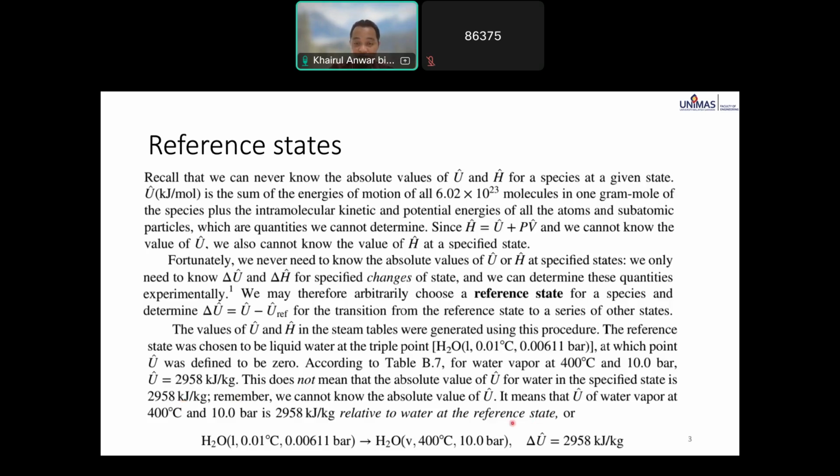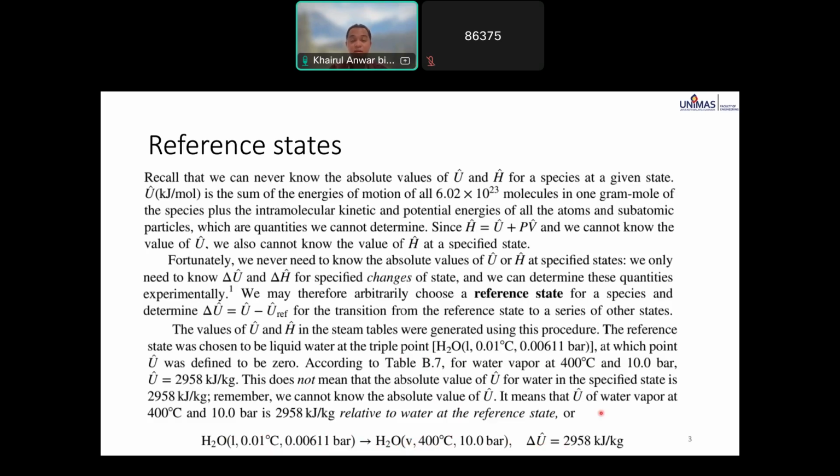So the reference state for water for tables B5, B6 and B7 is H2O liquid at 0.01 degrees C and 0.00611 bar. This is based on the triple point in the phase diagram. So from this reference state to H2O at this condition, delta U, the specific enthalpy, is equal to 2958 kilojoule per kilogram.